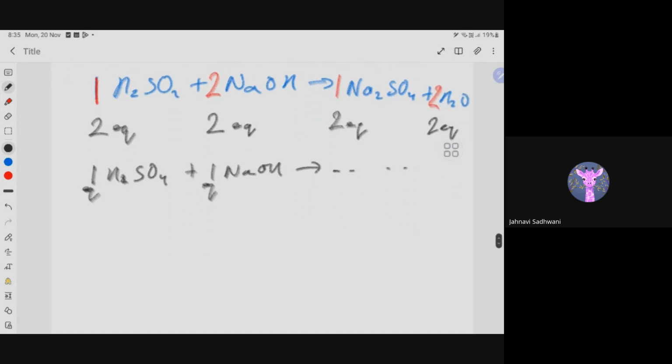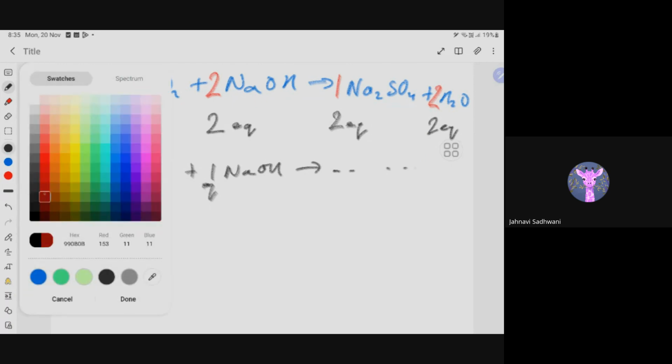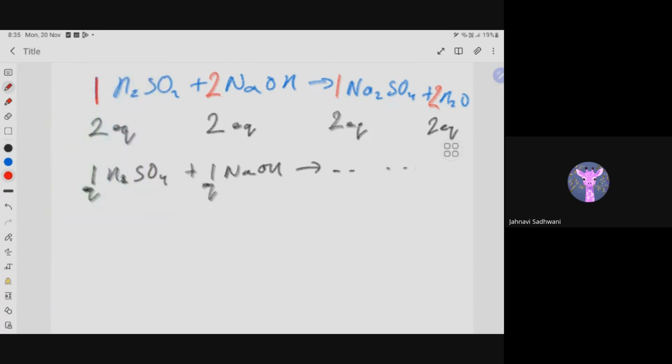Is that clear? So what's the joy of doing it this way? This question is super cheap, so no joy at all, but still I'll do it. Suppose the question was, I had 50 ml of 0.1 molar H2SO4. How much NaOH does it consume?